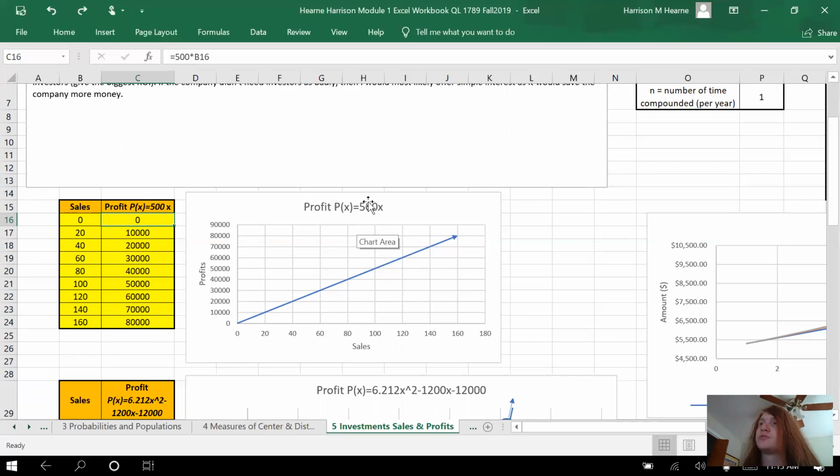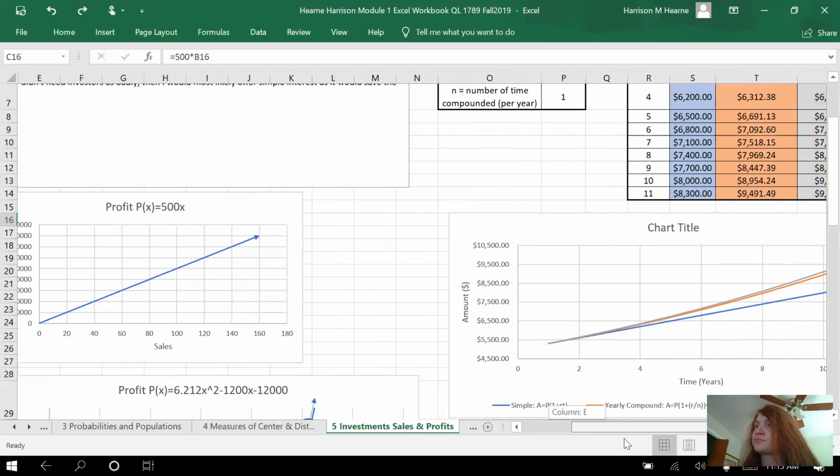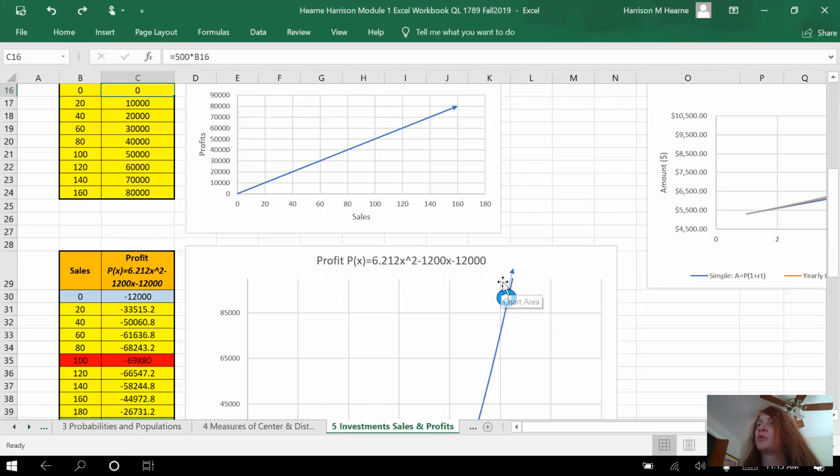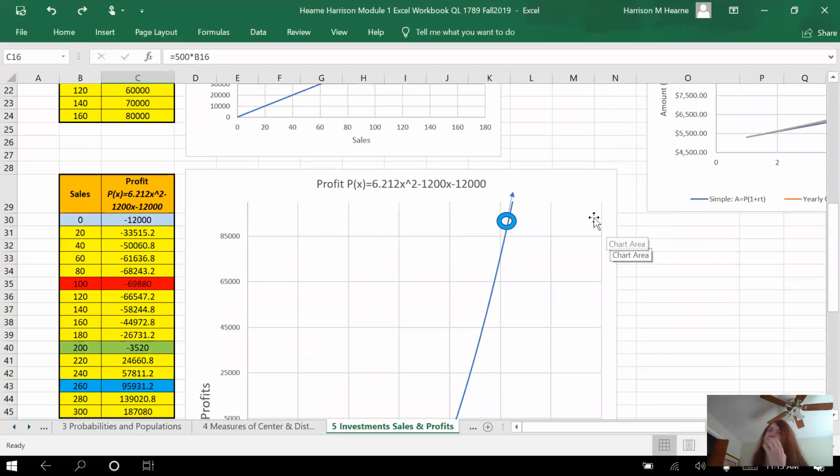But there's a lot more that goes into running a business than just selling things. So the real formula for profit is not that nice and pretty, but we'll get into that later. Or no, we'll get into that now. We'll talk about the profits first, and then we'll talk about interest.